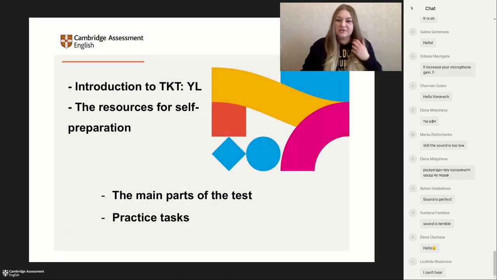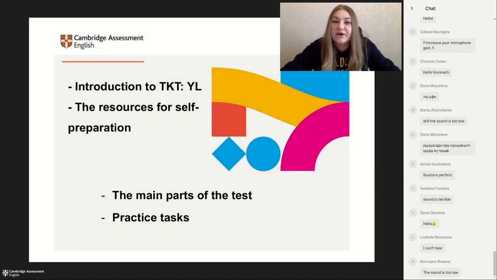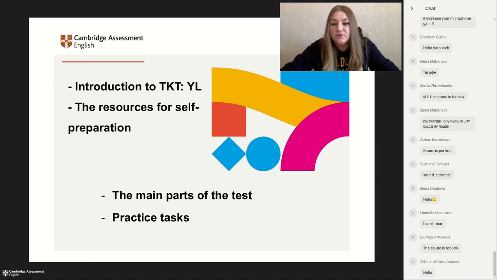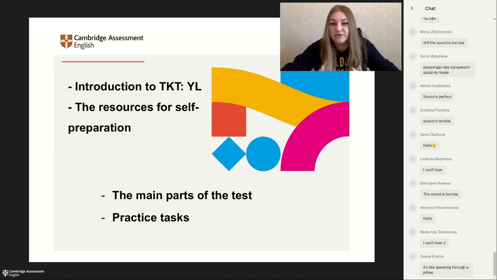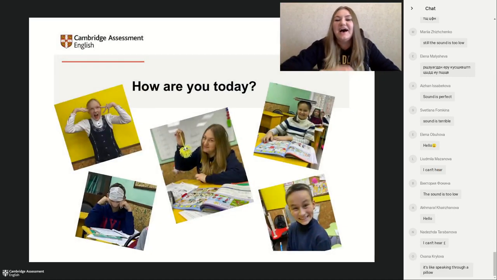So what we're going to talk about today: we are going to have a look at the introduction of the Tkt Yl test, and the resources you can use for your self-preparation. I will give you a review of all the main parts of the test, and I will suggest some practice tasks and activities you can do during our session, and then probably you can use them at home. Let's move to the very first slide.